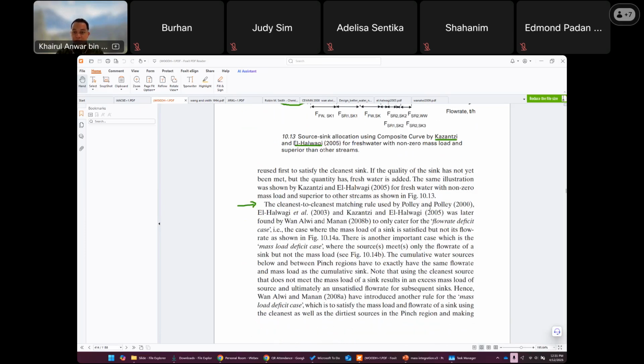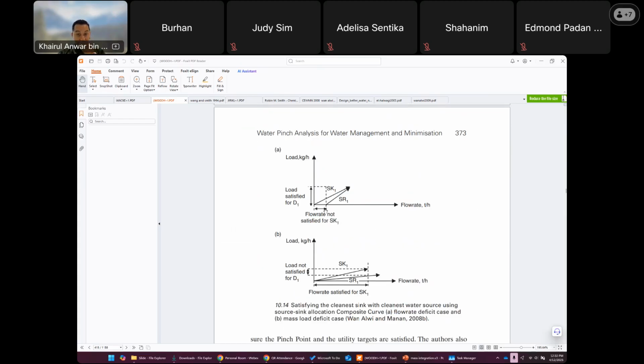The cleanest to cleanest matching rule used by Polley and Polley, El-Halwagi and Kazantzi was later found by Wan Alwi and Manan to only cater for the flow rate deficit case. This is a paper in 2008. If you refer to this paper, it's published in 2009. For example, the case where the baseload of SK1 is satisfied but not its flow rate, as shown in figure 10.14a. Although it satisfied the demand, see, the flow rate is not satisfied for the SK1. This is the flow rate deficit.